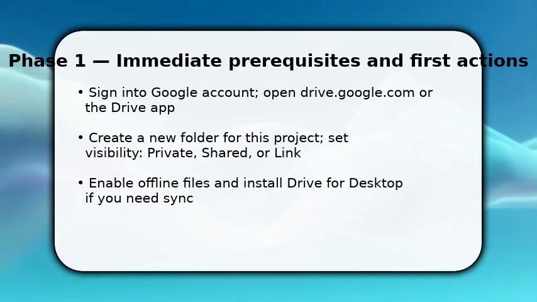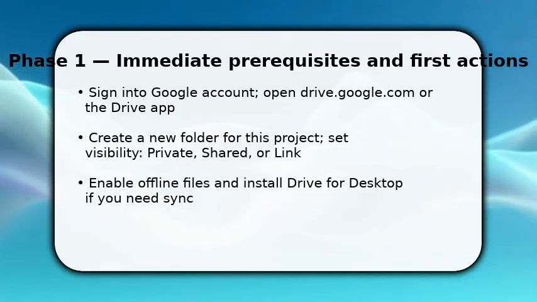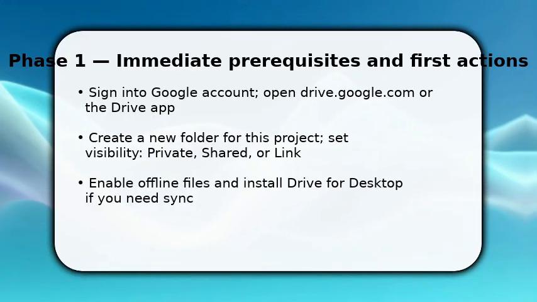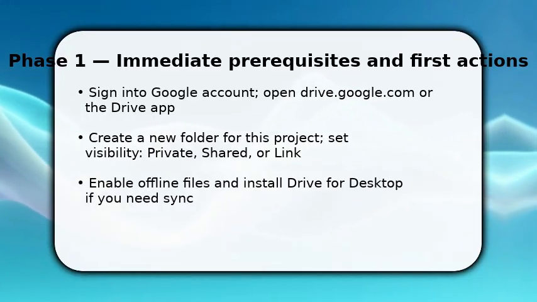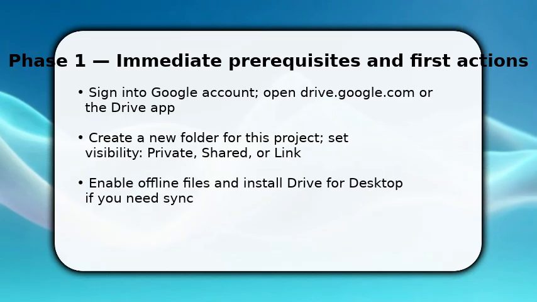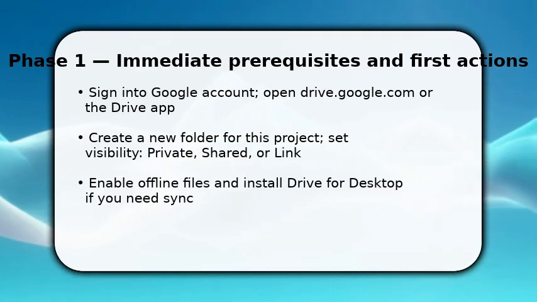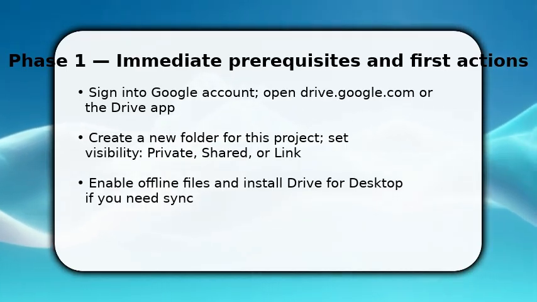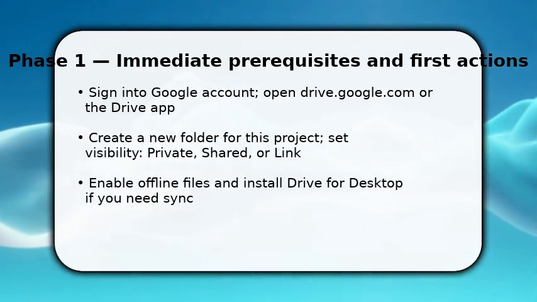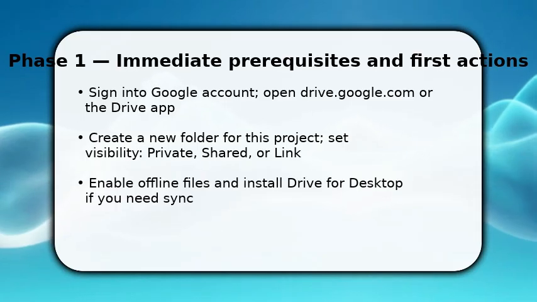You begin by signing into your Google account and opening Drive. This gives you access now. Create a dedicated folder so files stay organized. Name it clearly, then decide sharing level: private, specific people, or anyone with link. Once done, enable offline mode on mobile or install Drive for desktop on your computer to sync files automatically. This saves time later and prevents conflicts.